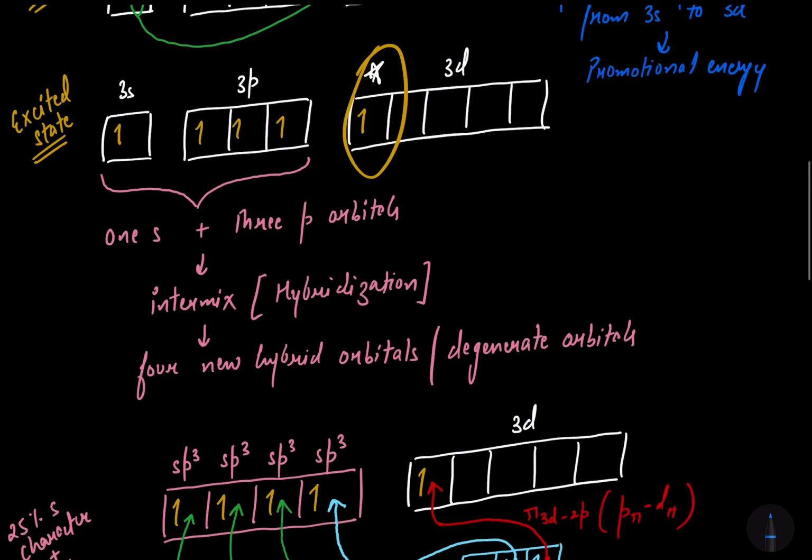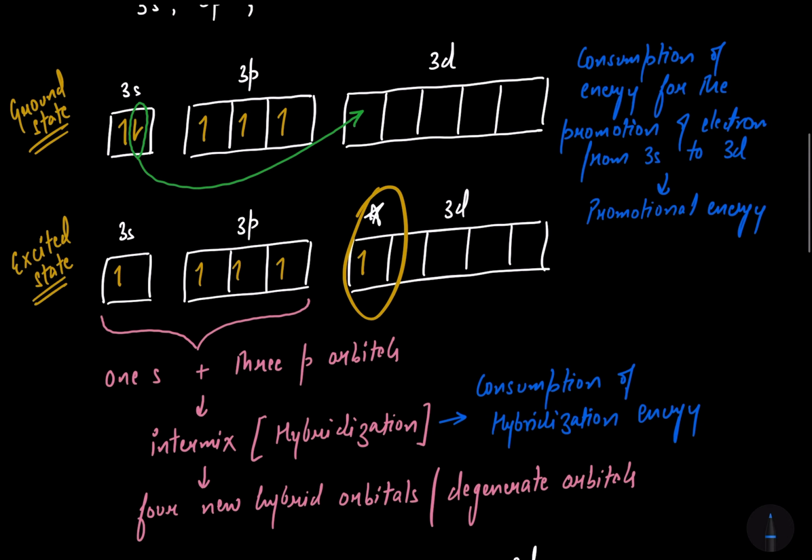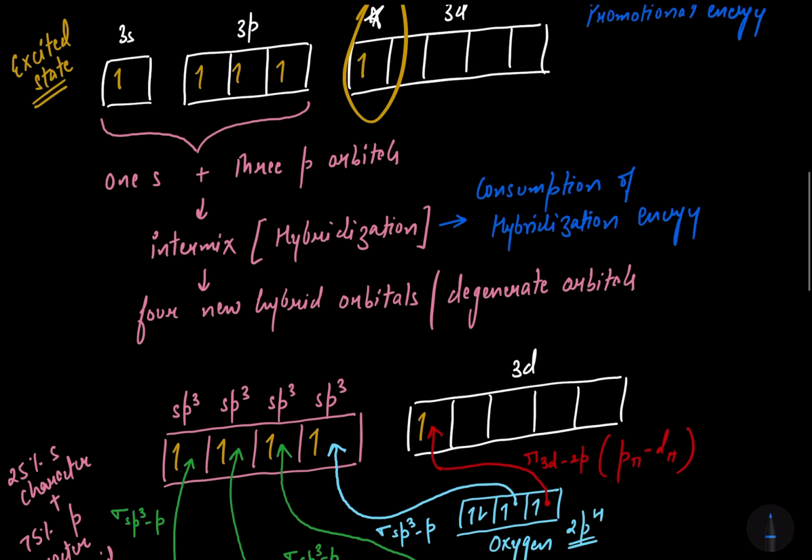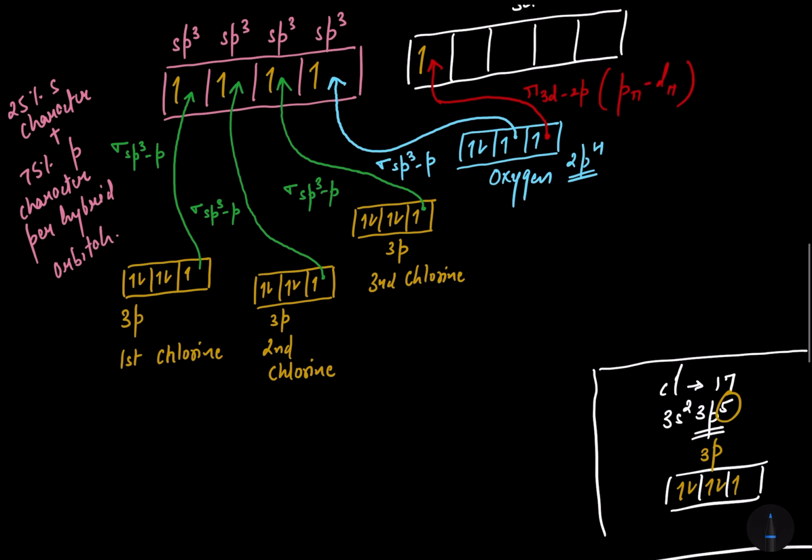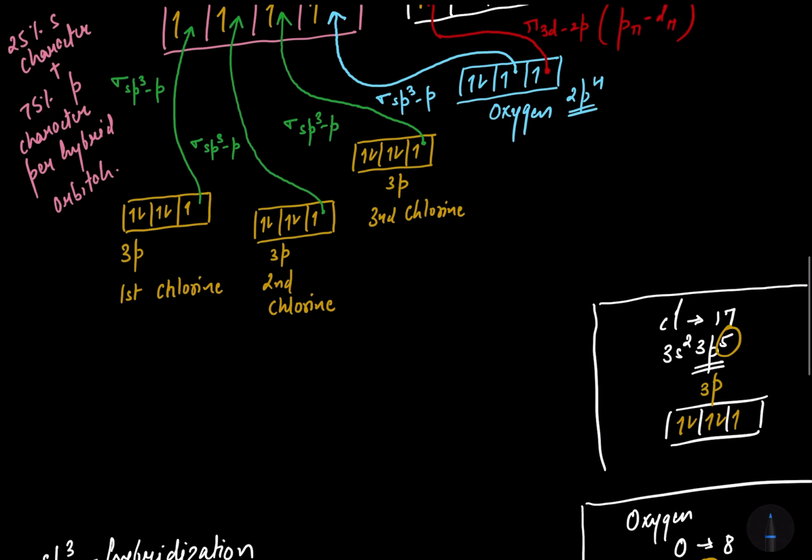Now the second step, which is endothermic, is the intermixing of atomic orbitals. The consumption of energy here is called hybridization energy. Here is the consumption of hybridization energy for the intermixing of atomic orbitals to get the new hybrid orbitals. Now we have two steps where energy is consumed. Now let's come to the last step. Here is the formation of 4 sigma bonds and 1 pi bond, and the formation of a new bond is always exothermic in nature.